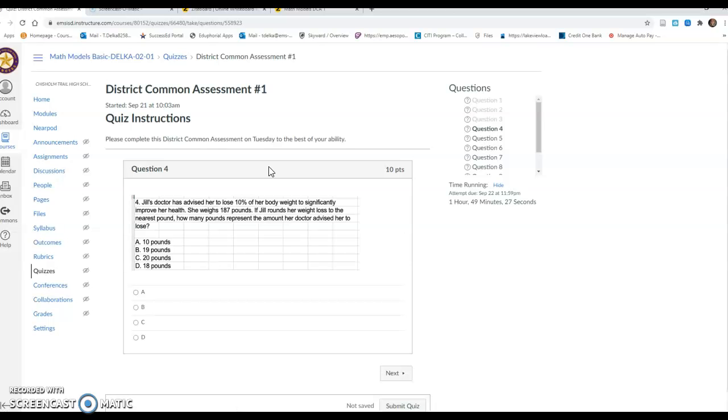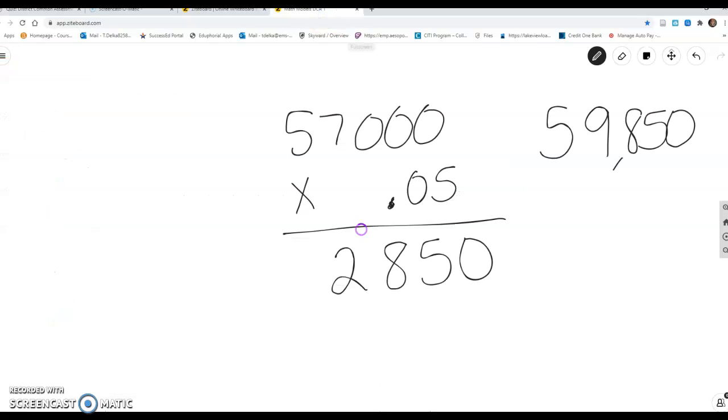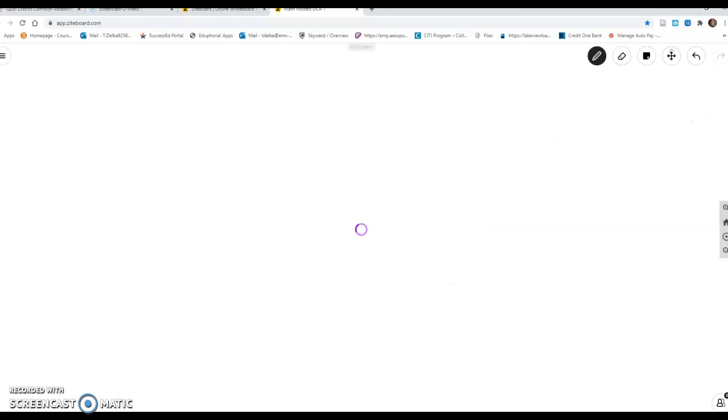All right, next one. Jill's doctor has advised her to lose 10% of her body weight to significantly improve her health. She weighs 187 pounds. If Jill rounds her weight to the nearest pound, so 187, I'm going to round it here in a minute, how many pounds represent the amount her doctor advised her to lose? Okay, so guys, this is actually super applicable. Your doctor one day may tell you, hey, I'm not calling you fat, but I am telling you your health is going to suffer if you don't get this figured out.